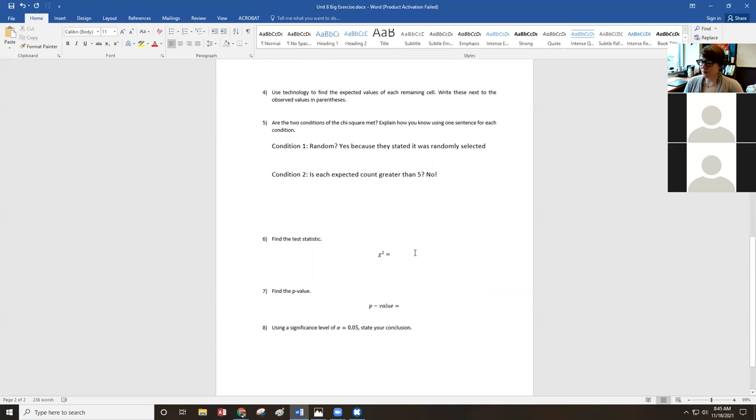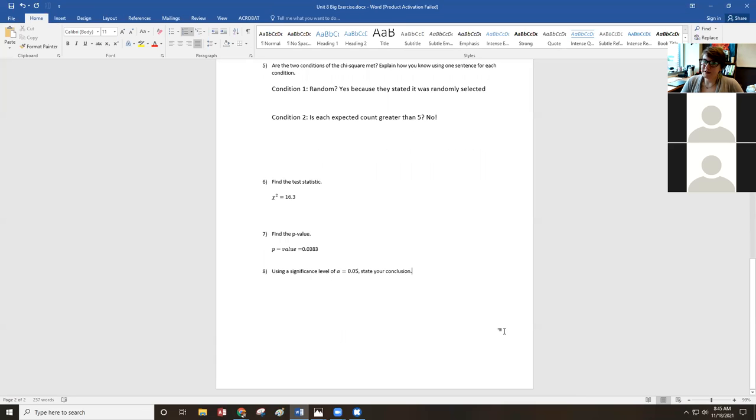So our chi-square value in this case is going to be roughly 16.3-ish if you round. Maddie, is that what you got as well? Yeah. Okay, perfect. All right, and then our p-value is going to be 0.0383. About. Again, I'm rounding. All right. Last but not least, we are ready to state our conclusion.